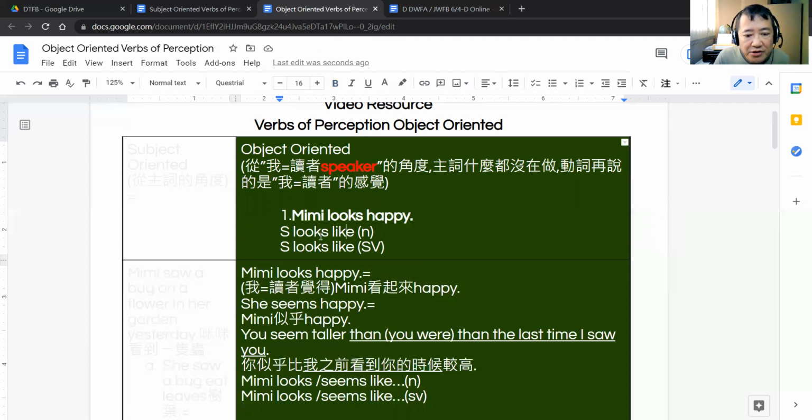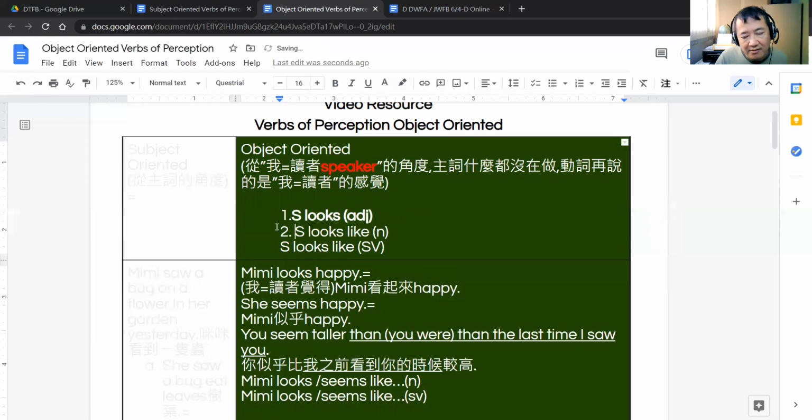Okay. So that's the first structure. Again, the first structure is the subject, and then some verb of perception. In this case, it is looks. Okay, and then adjective. Okay, good.